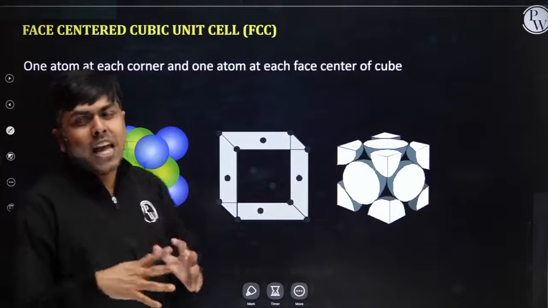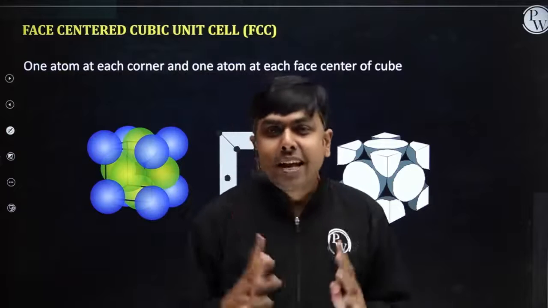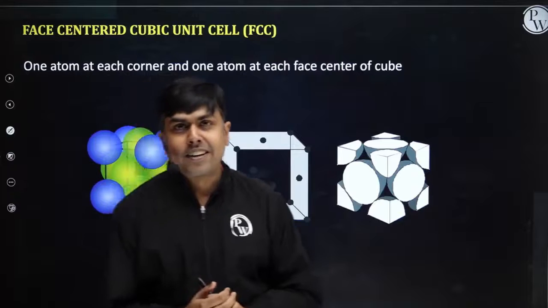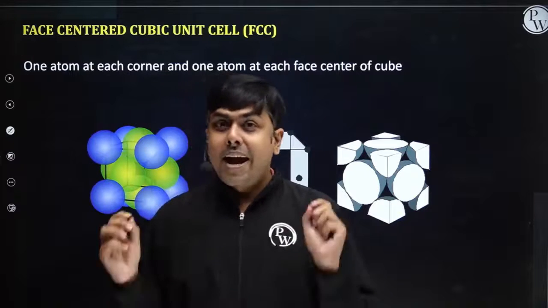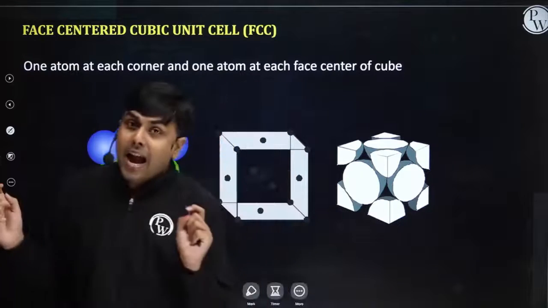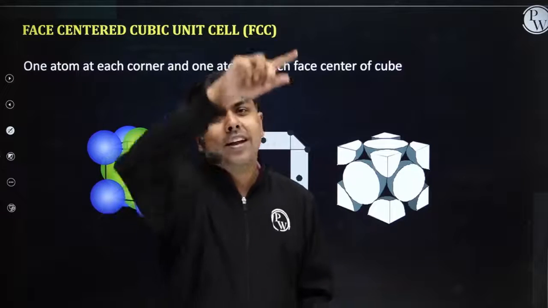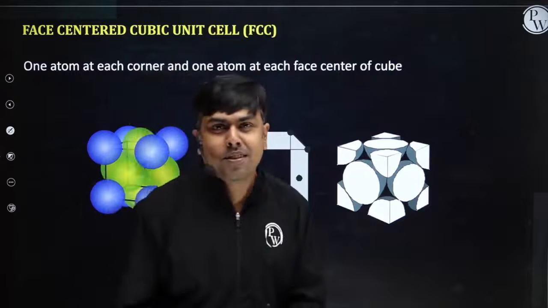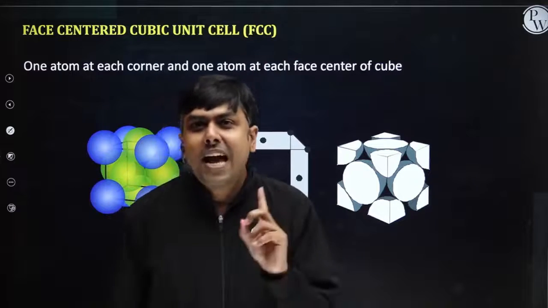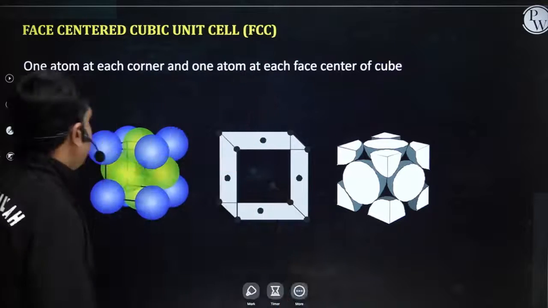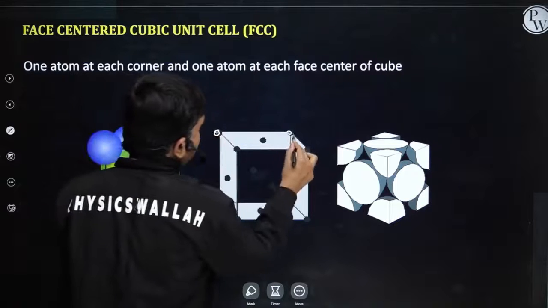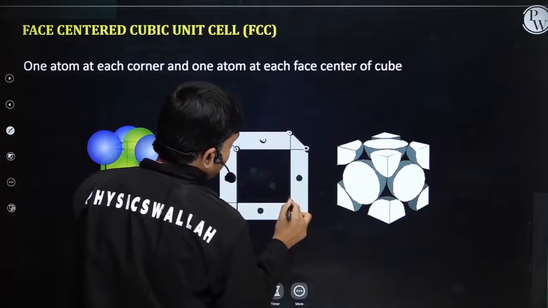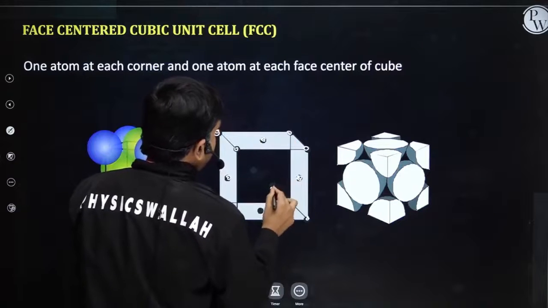Moving ahead, the next type of unit cell that we have to study is the face-centered unit cell. Here atoms are placed at corners and the face centers in such a way that the corner atom touches the adjoining face center atoms. These are the corner atoms. This one is the face center atom, corner, corner, corner, corner. These are the face center atoms.